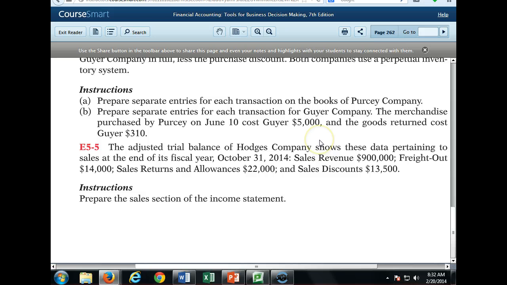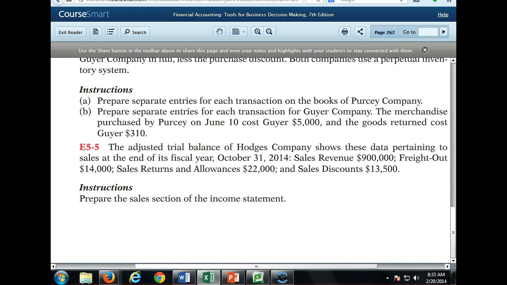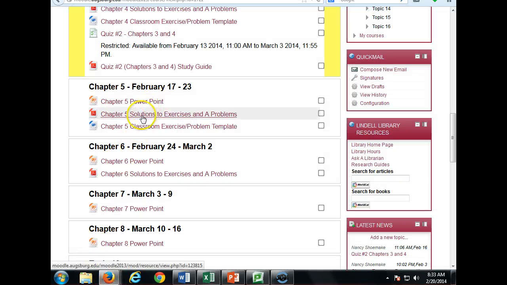adjusted trial balance of Hodges shows data pertaining to the sales at the end of the fiscal year, October 31st, 2014. Sales revenue 900,000, freight out 14, sales returns 22, and sales discounts 13.5. We're required to prepare the sales section of the income statement. So what's the first thing we're going to do in preparing the sales section?